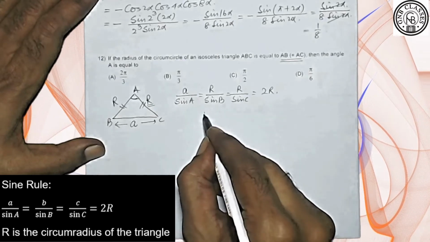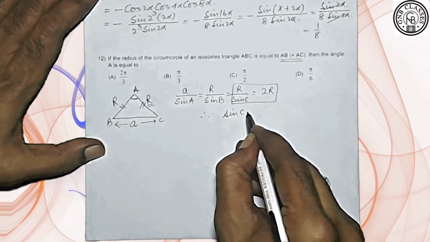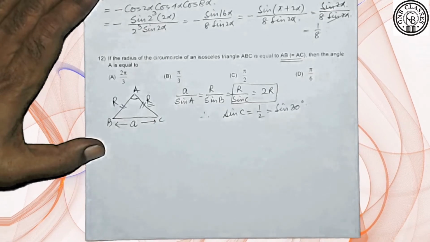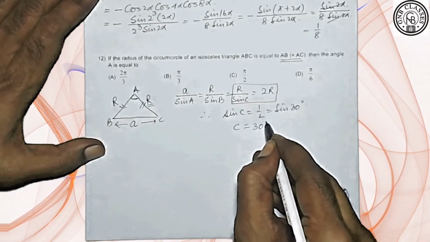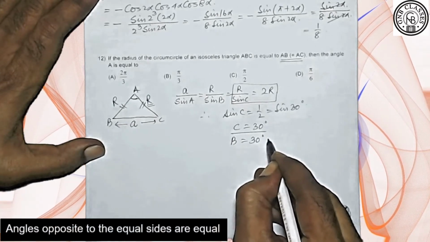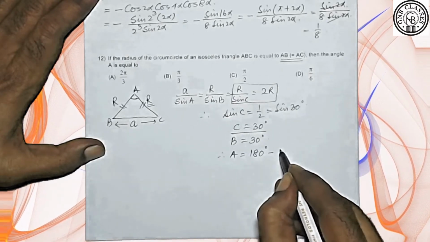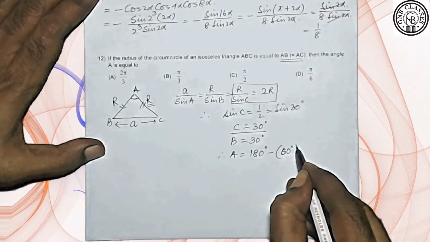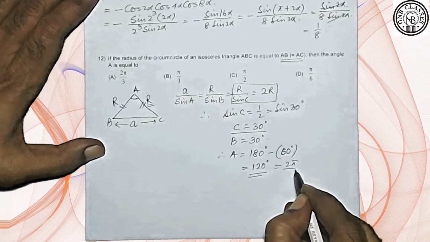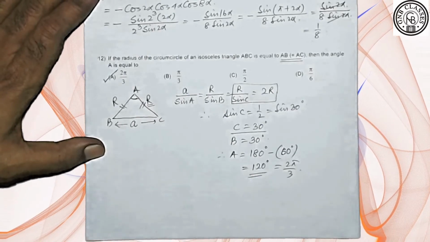Is it clear? Therefore, from this, what can we write? We can write sine C is nothing but half. That is sine 30 degrees, right? Therefore, C is 30 degrees. If C is 30 degrees, then angle B is also 30 degrees. Yes or no? Therefore, angle A will be, so simple sum, 180 minus 60 degrees, right? So that gives you 120 degrees, which is nothing but 2 pi by 3. Is it clear? Therefore, option A is correct. Is it clear to all of you?